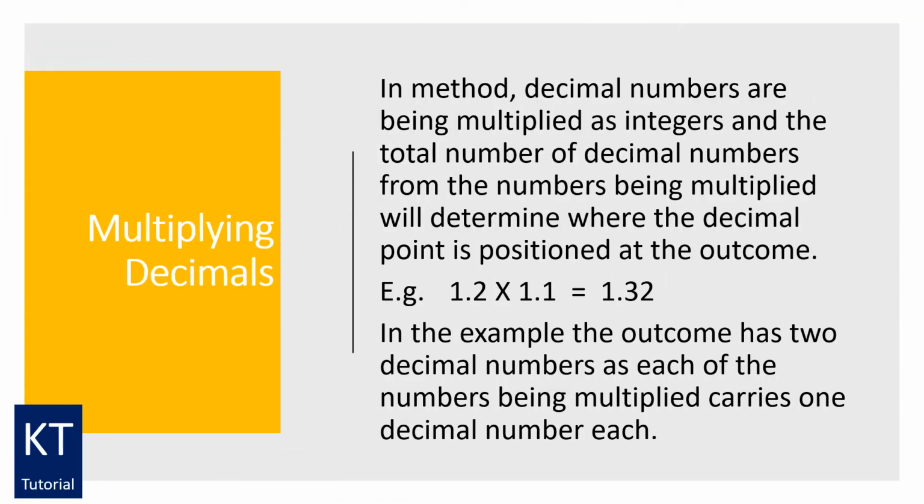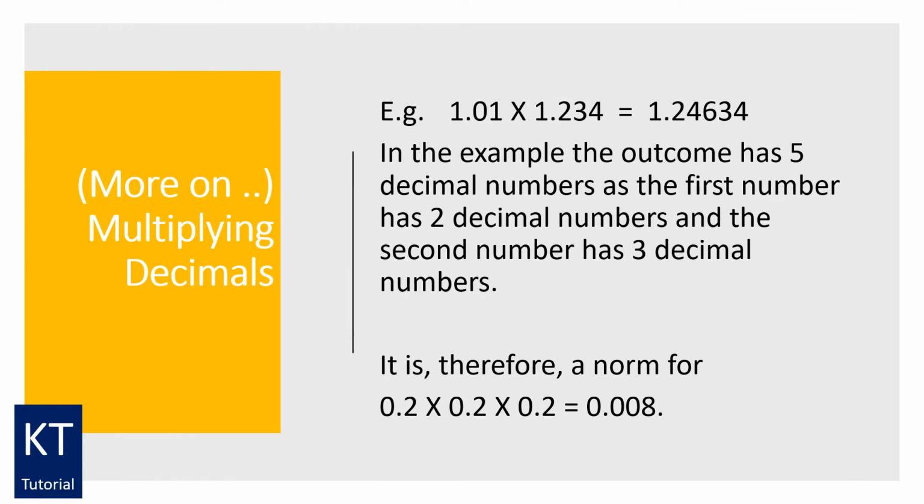Here we'll talk about multiplication of decimals. In this method, decimal numbers are multiplied as integers, and the total number of decimal places from the numbers being multiplied will determine where the decimal point is positioned in the outcome. For example, 1.2 times 1.1 is 1.32. In the example, the outcome has two decimal places, as each of the numbers being multiplied carries one decimal place each.